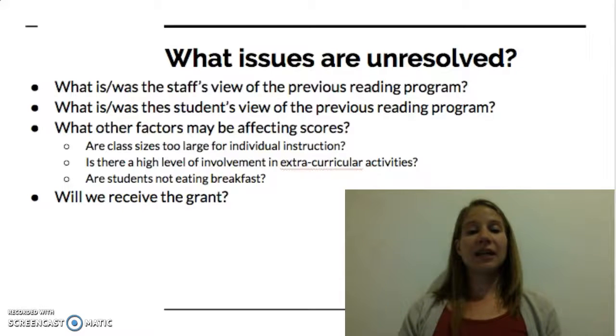Three, what other factors may be affecting the scores? Are the class sizes too large for individual instruction? Is there a high level of involvement in extracurricular activities? Are students not eating breakfast? And 4, will we receive the grant? If we don't receive this grant, we may have to simply reform our own reading program to be more effective.